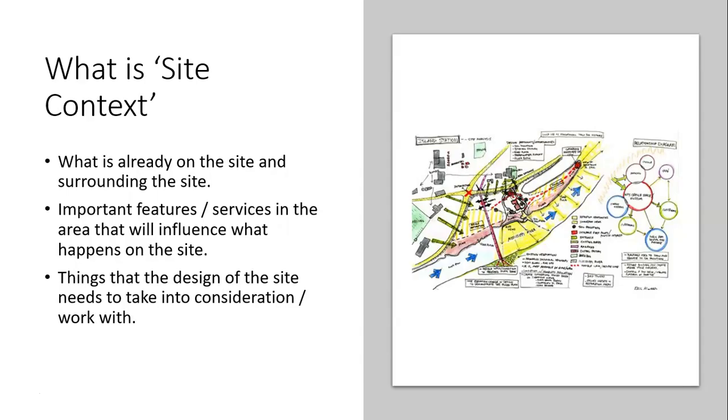So first of all, what do we mean by site context? What we mean is what is already on the site and surrounding the site. So that can be important features and services in the area that are going to influence what you do with your site. And really it's things that you need to take into consideration and work with. So by site context, then we just mean what's already there, not only on the site itself, but surrounding it. And surrounding it can mean very close proximity to the site, but it can also mean an area that people who maybe will live on the site will access, and also the ecological networks that extend beyond the site as far as they need to extend.